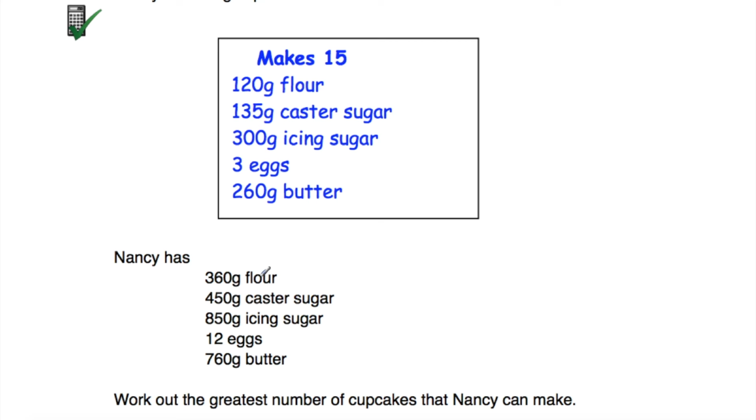So what I'm going to do is, I found that by taking the 360 grams that she has, and I divided that by how much she would need, and that was equal to 3. So she's got 3 times as much flour as you would need.